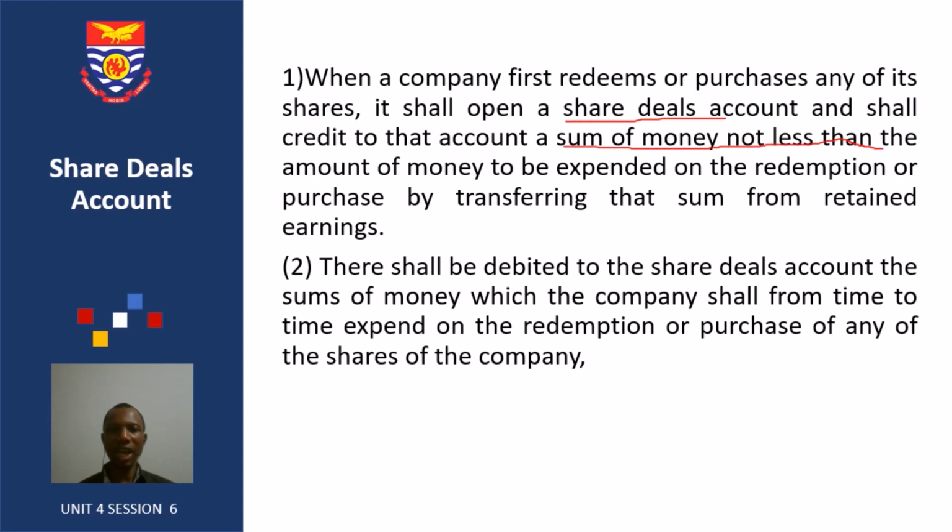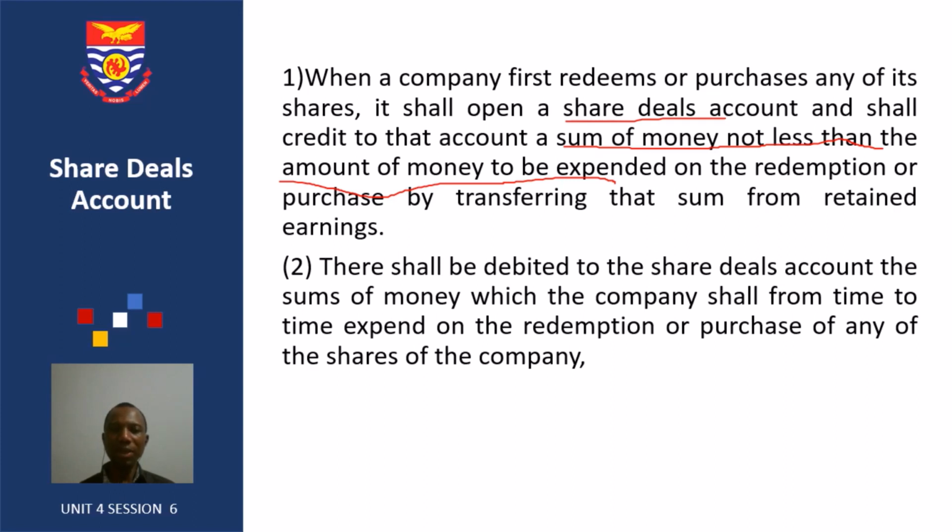not less than the amount to be expended on the redemption or purchase by transferring that sum from the retained earnings. So this simply means that the amount that will be credited into the share dealing account should be not less than what you use to purchase or redeem the shares. So you transfer from the retained earnings an amount either equal to the redemption or the purchase of the company shares or more. It shouldn't be less than.